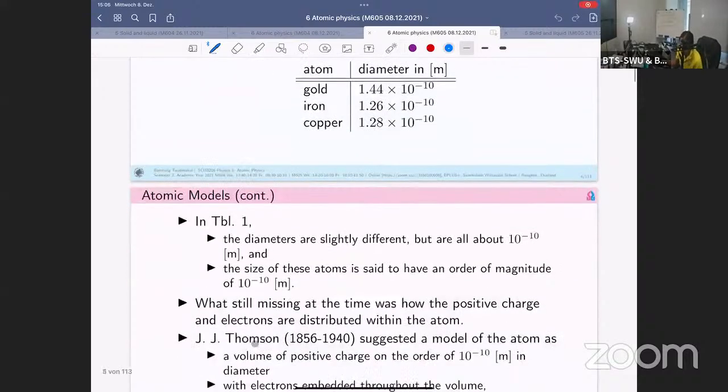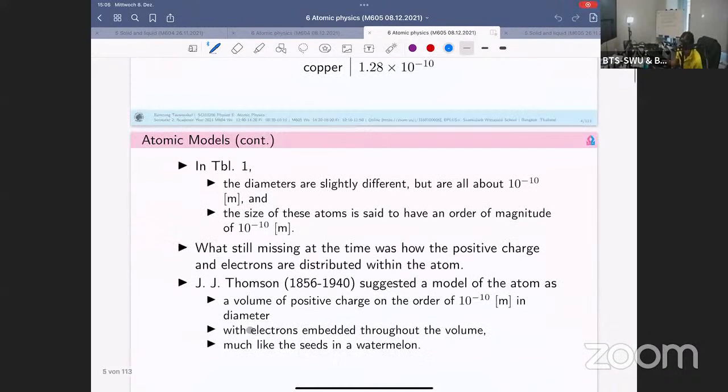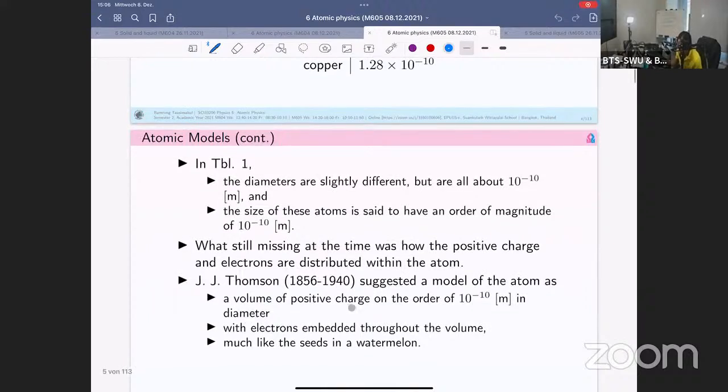They try to measure the diameter of the atom. Thomson has suggested a model of the atom as a volume of positive charge on the order of 10 to the negative 10. A spherical form of positive charge only, and with electrons embedded. Now the negative charge comes into play.